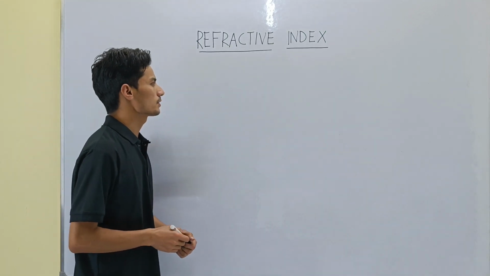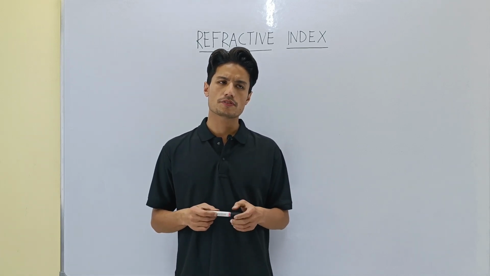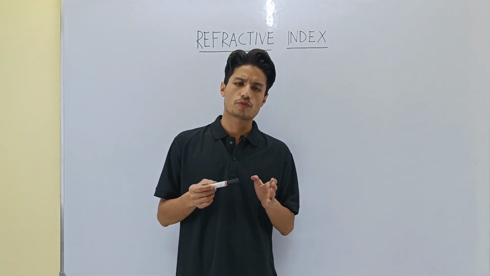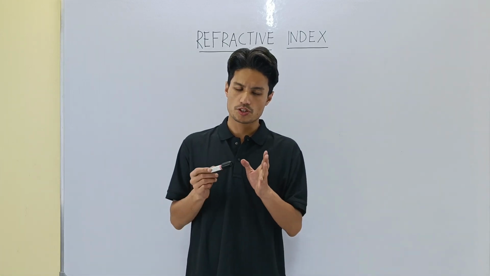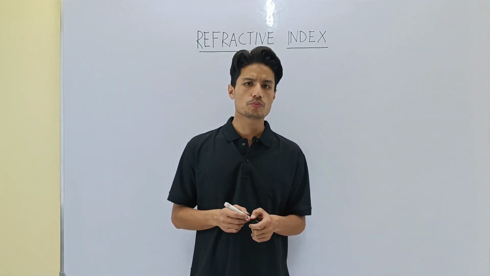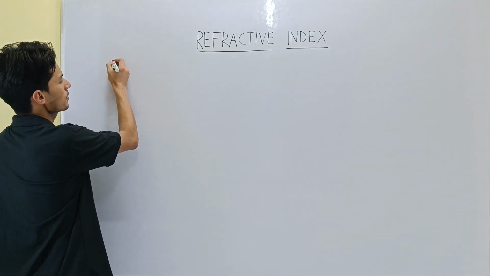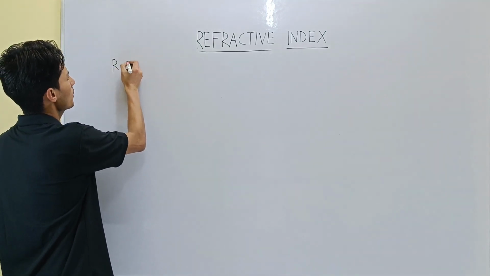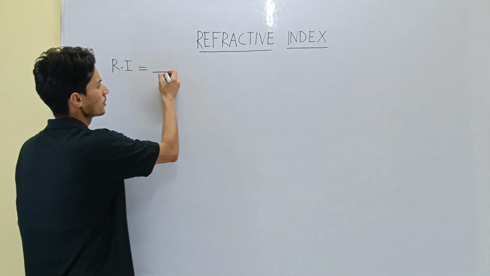So refractive index. What is refractive index? In simple terms, refractive index is the ratio of the speed of light between two mediums. Got it? Ratio of the speed of light between two mediums. So let us write down what is RI. So refractive index, let me write RI. So RI is equal to ratio. Ratio means division.